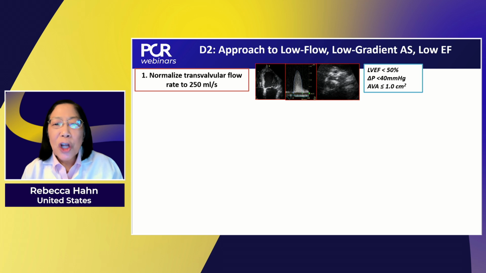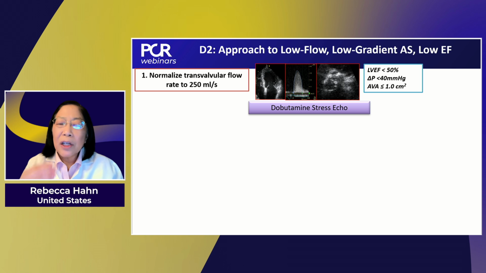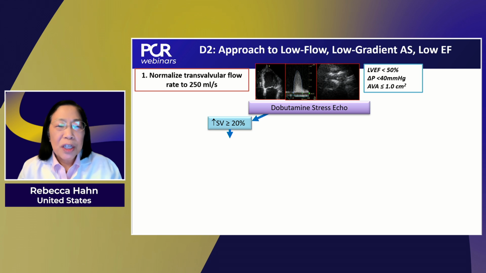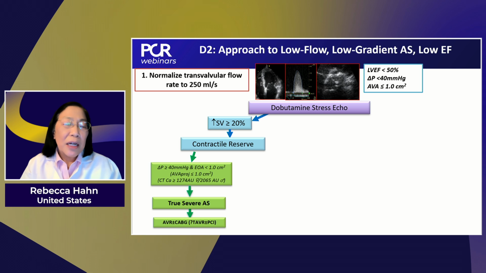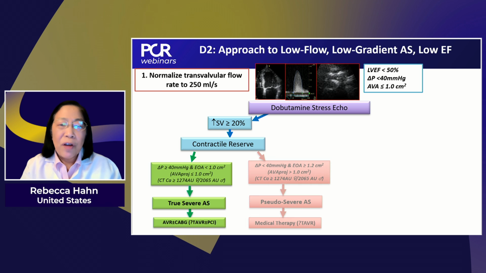Now, when you have low ejection fraction, this is where we like to try and increase the stroke volume to see whether or not it is a flow-related phenomenon that we have a low valve area. So in the setting of a low flow, low gradient aortic stenosis with low ejection fraction, we perform a low dose dobutamine stress echo. The goal is to increase the stroke volume by 20%. If you have contractile reserve, you may then uncover true severe aortic stenosis with a high gradient and a low valve area.